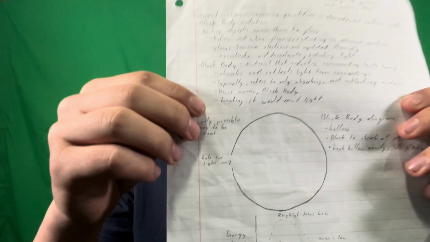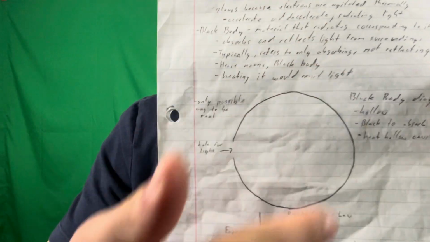So right there is a big sphere, and it's just a hole for the light to go in. A black body diagram would be hollow, it'd be black to absorb all possible light, and when you heat the hollow cavity, the hole would glow. So I was wrong. The outside didn't glow. It's the hole that glows. So you'd shine a light inside and it would glow the cavity.